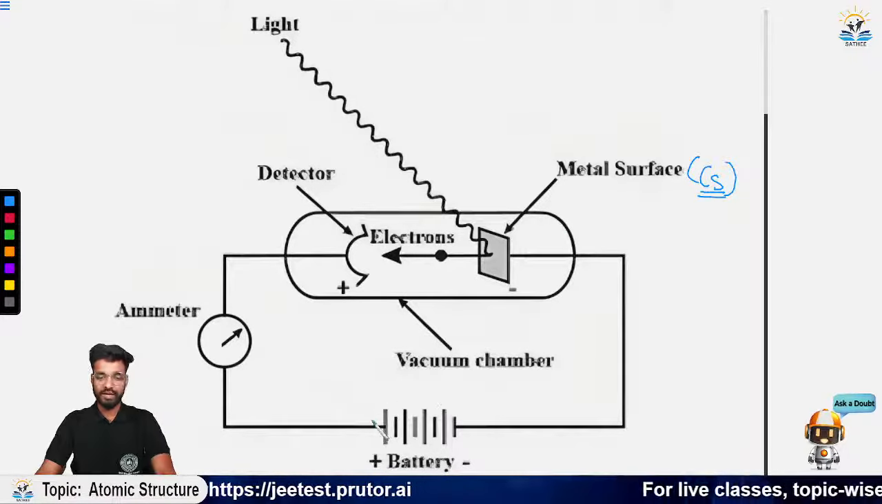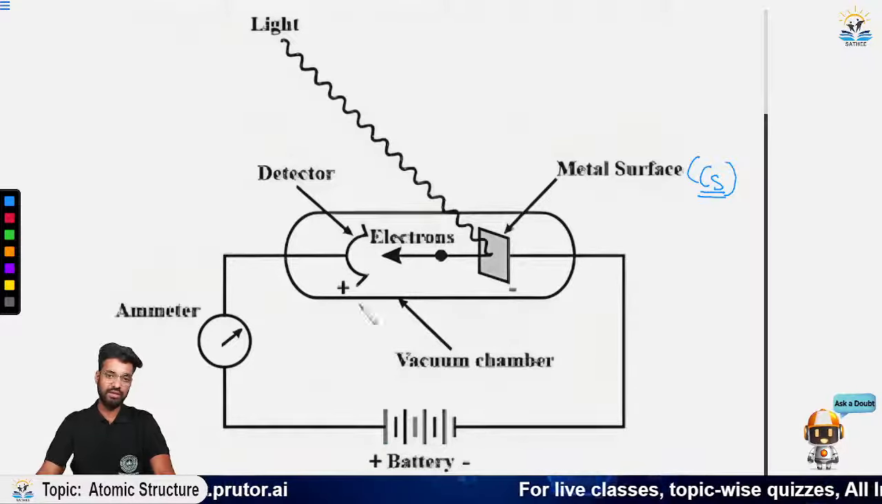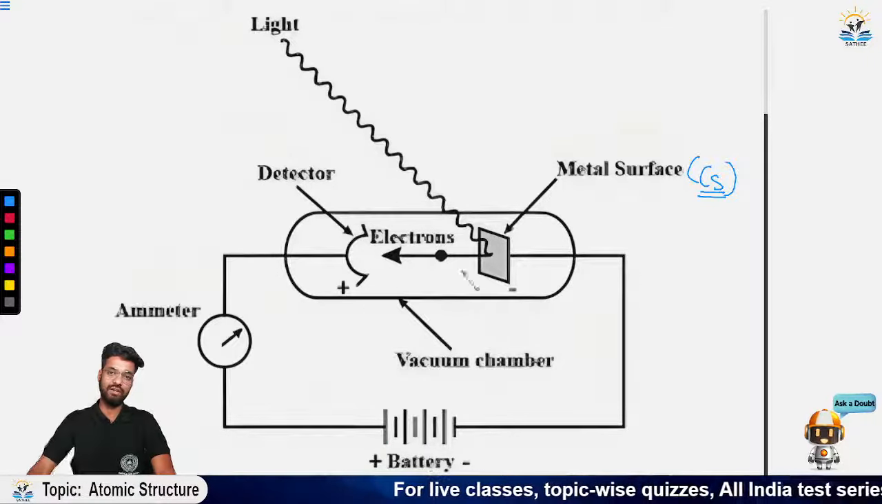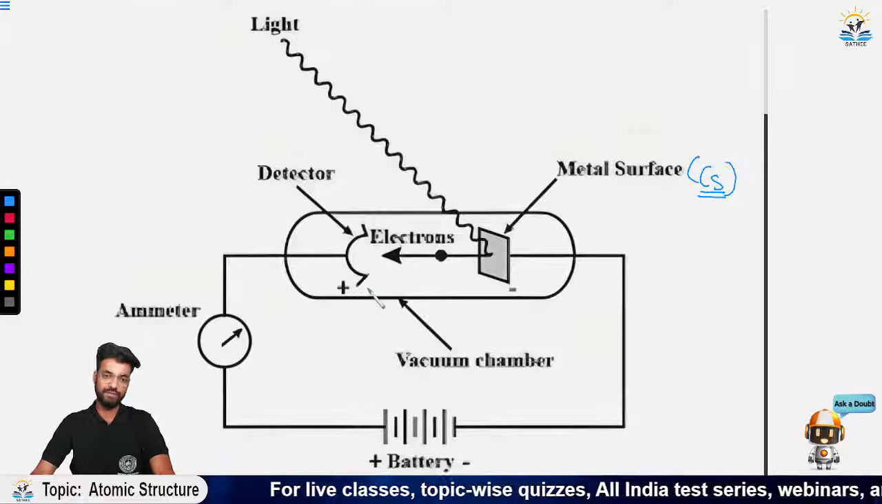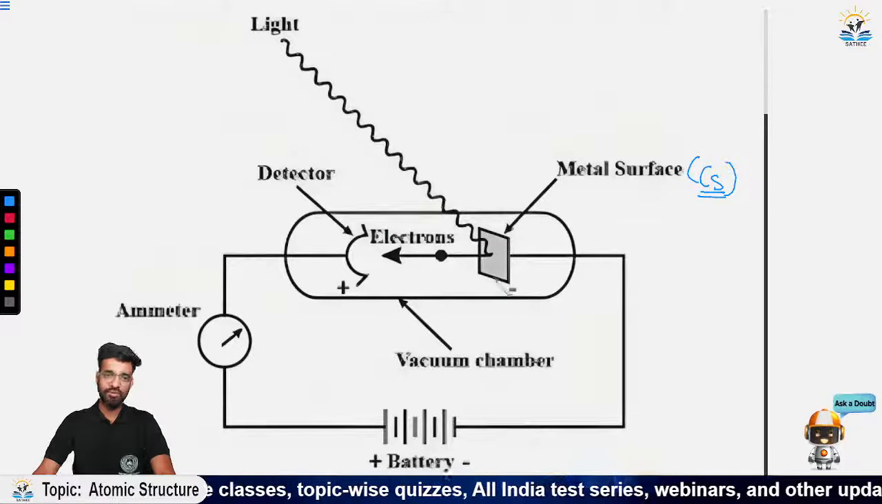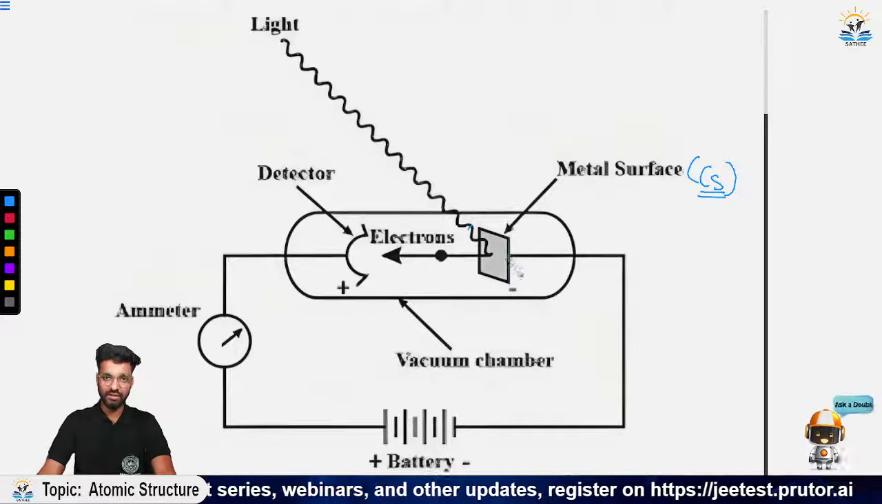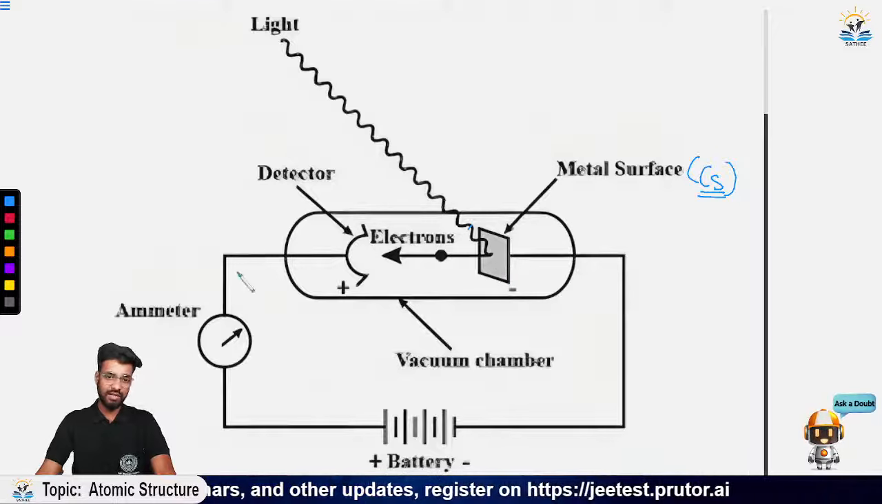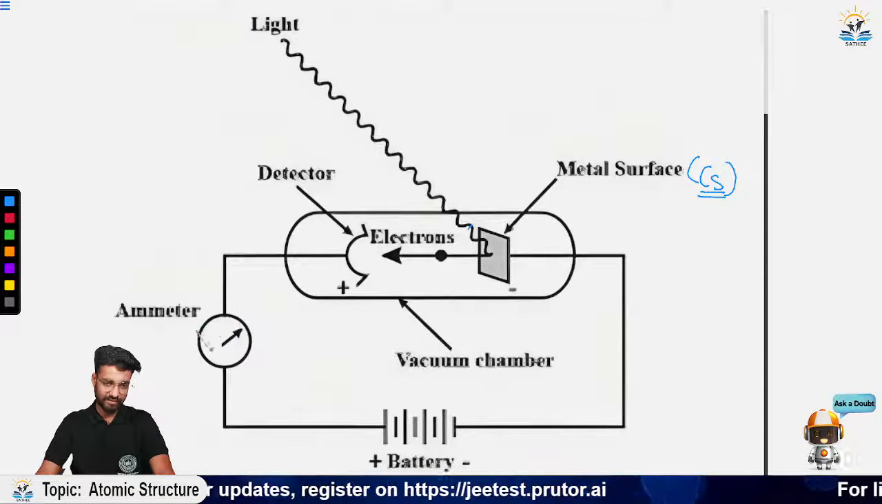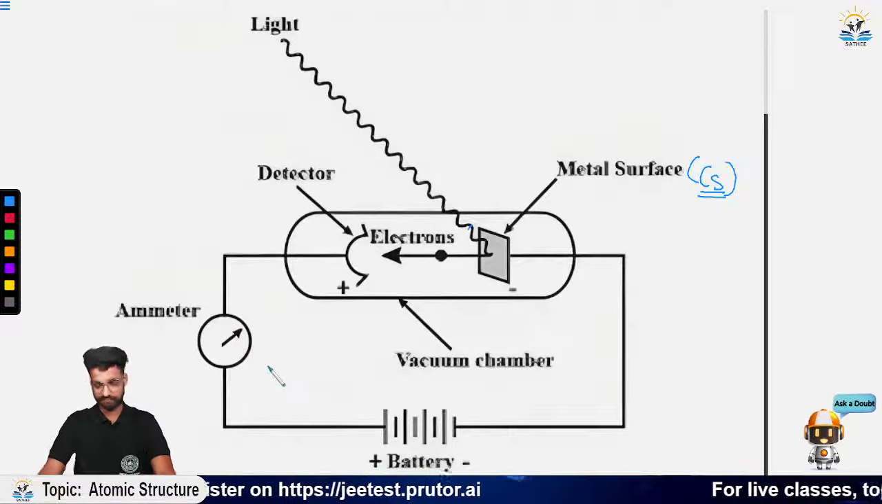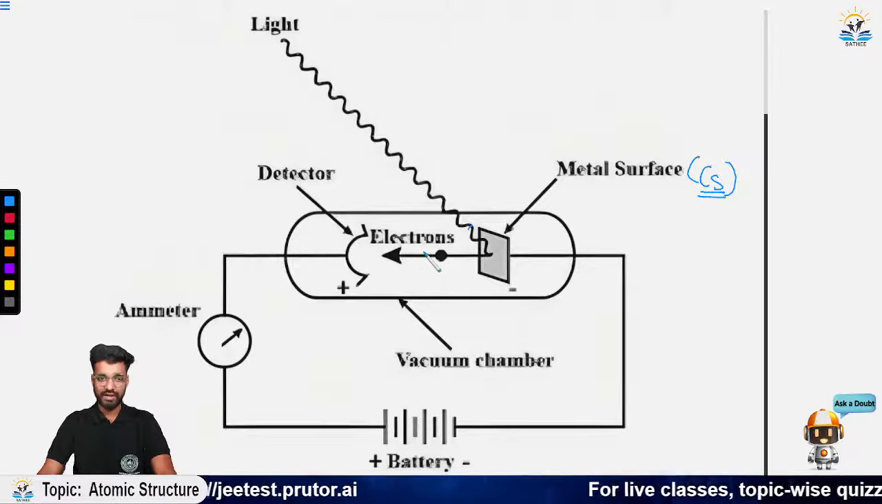When we turn on the battery and the circuit here, we do not see any deflection in the emitter. Why? Because the circuit is not complete. Now we will incident light of a certain frequency on this metal surface. Then we see that the emitter shows some amount of deflection. What is the reason behind that?